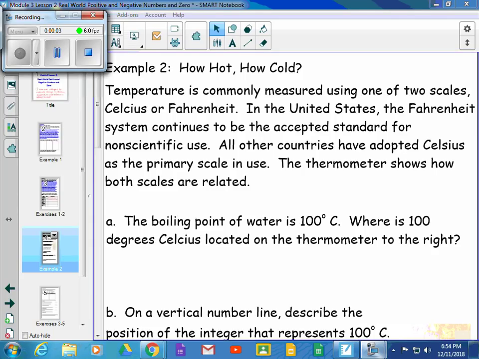Example 2. Temperature is commonly measured using one of two scales, the Celsius or Fahrenheit. In the United States, the Fahrenheit system continues to be the accepted standard for non-scientific use. All other countries have adopted Celsius as a primary scale in use. The thermometer shows how both scales are related.